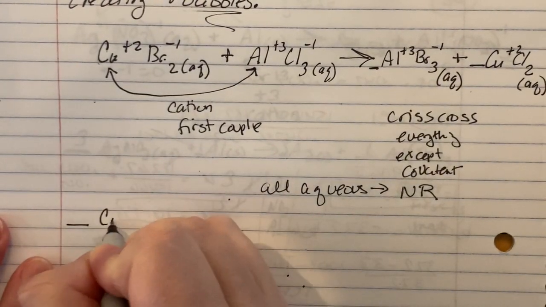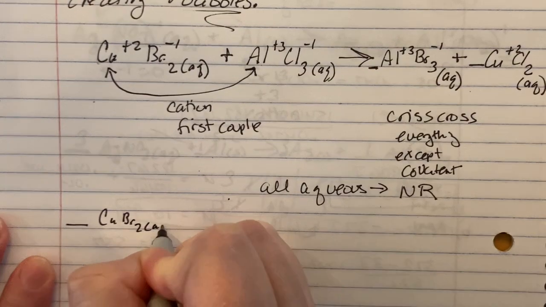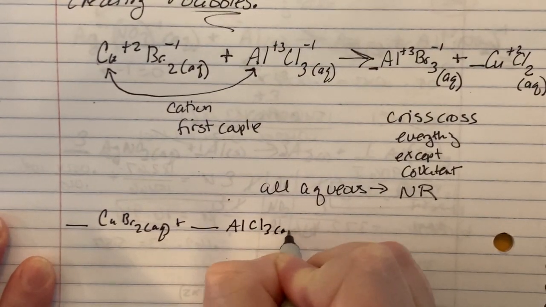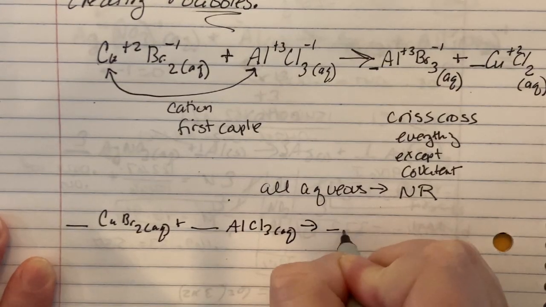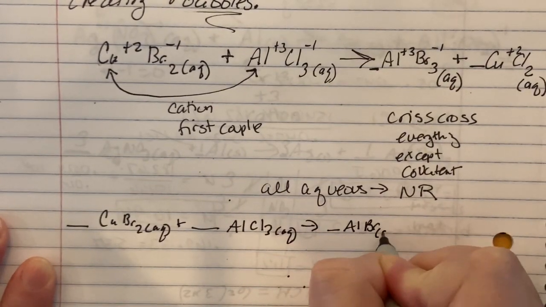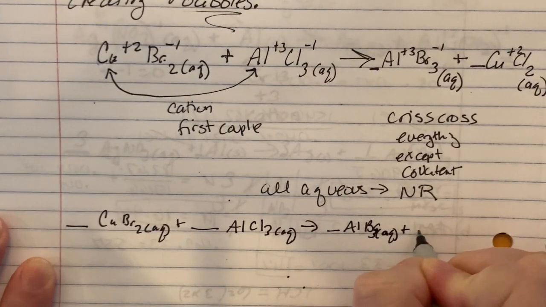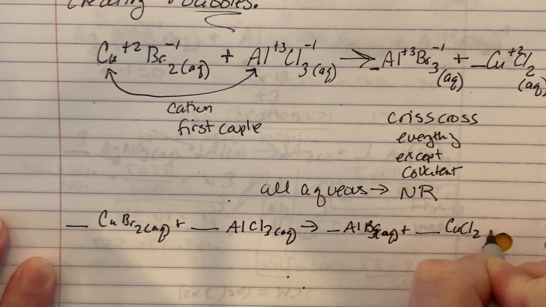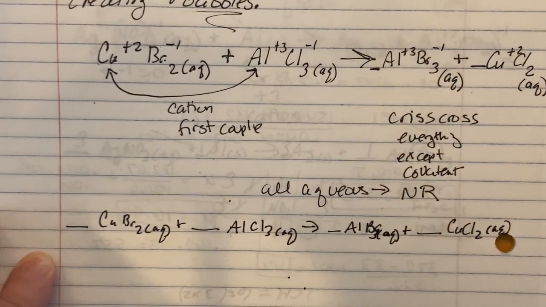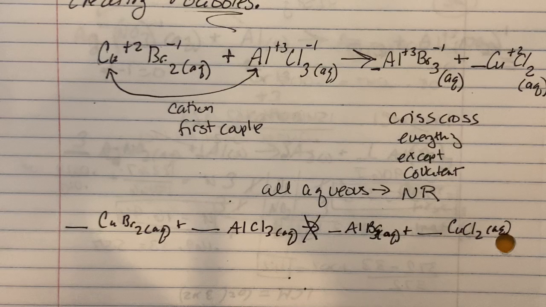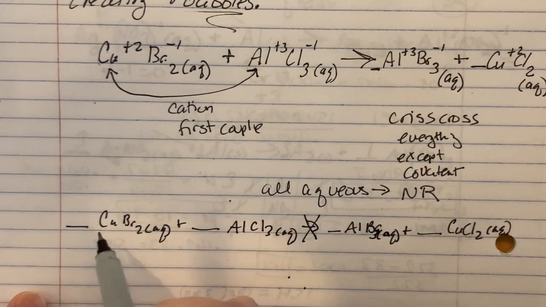I'm going to rewrite it. CuBr2 aqueous plus aluminum chloride aqueous yields aluminum bromide, 3 of them, aqueous, plus copper chloride aqueous. Okay, and if you wanted to, you could put an X there to say that you know it's no reaction, but you still need to balance it.